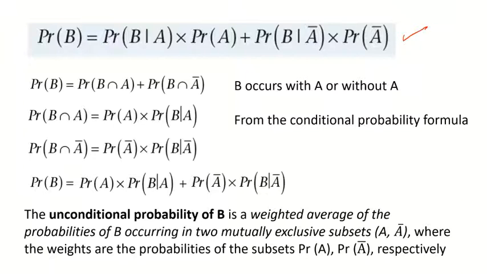So it says here that the unconditional probability of B is the weighted average of the probabilities of B occurring in two mutually exclusive events. Okay? The first one is when A is true, and the second one is when A is not true. And the weights are, of course, the probabilities of both A being true or A not being true.